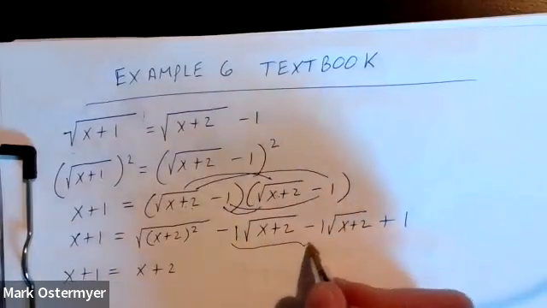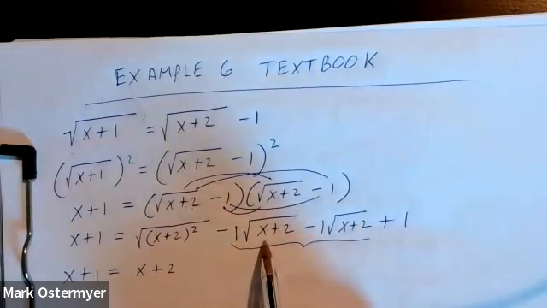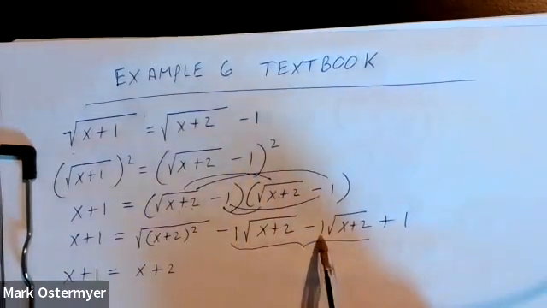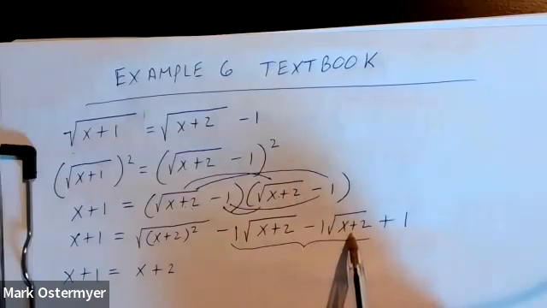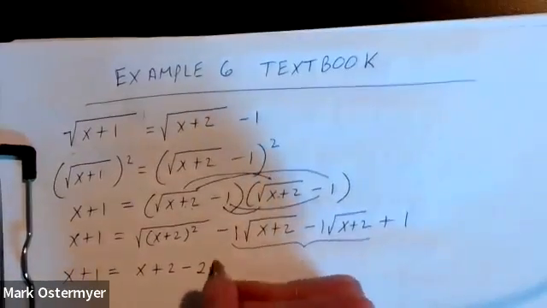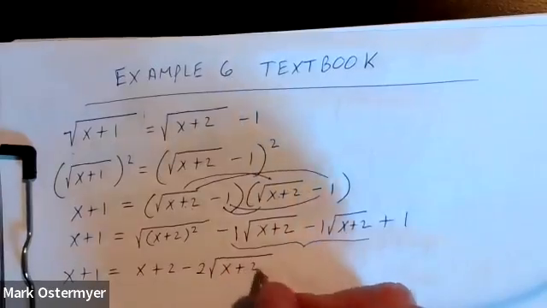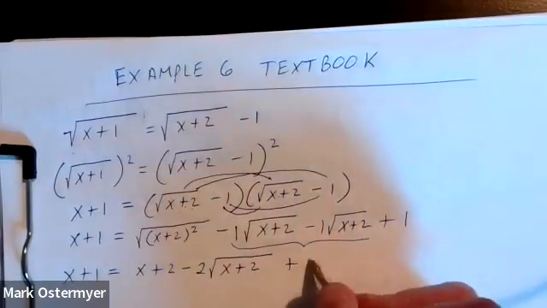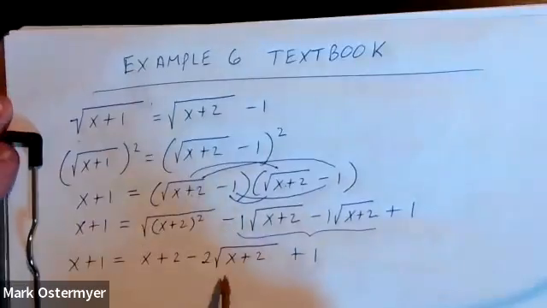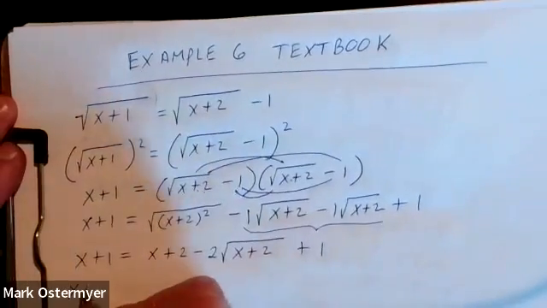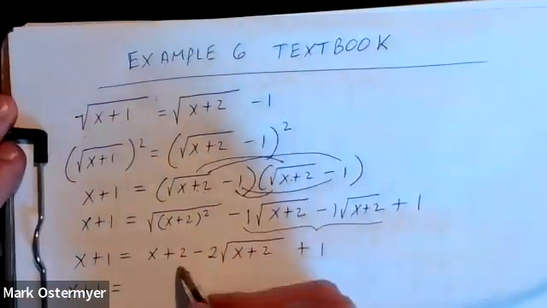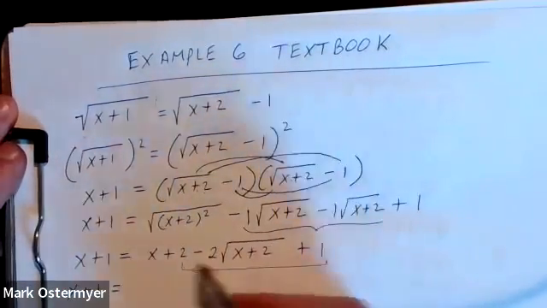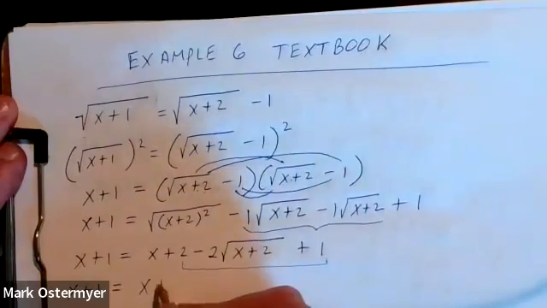Now the square root of x plus 2 squared is just going to be x plus 2. These are like radicals and need to be combined. So -1 of these square roots of x plus 2, subtracting one more of these square roots of x plus 2, nets us -2 of these square roots of x plus 2. And we got the +1 at the end here. What I'm going to do now is try to isolate this square root on the right side of my equation. First of all, I'm going to combine my like constant terms on the right side. 2 plus 1 add up to 3 here.